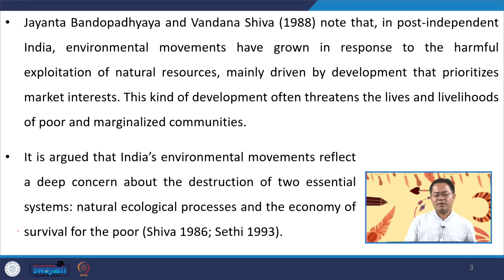So, what Jayanta Bandyopadhyay and Vandana Shiva essentially note is that these environmental movements in India that we see essentially emerged in response to the kind of developmental activities or developmental models that we follow in the country. So, therefore, they argue that environmental movements in India are a reflection of the destruction of two essential systems. One is the natural ecological processes, and the second is the economy of survival for the poor.